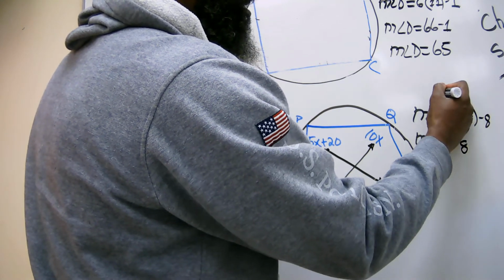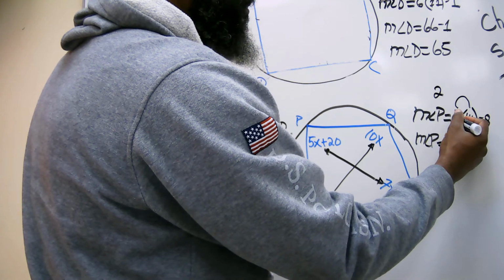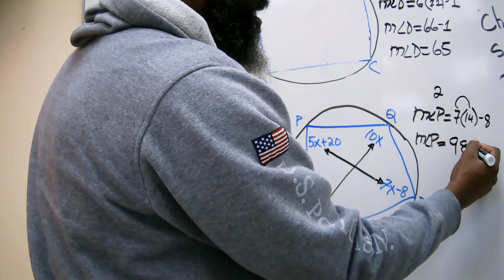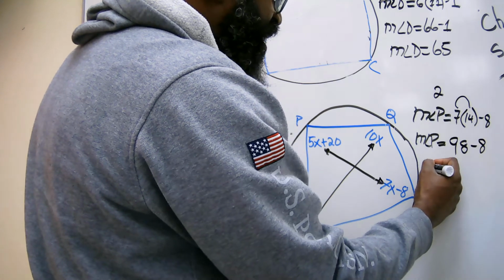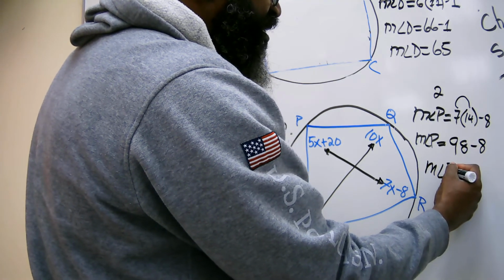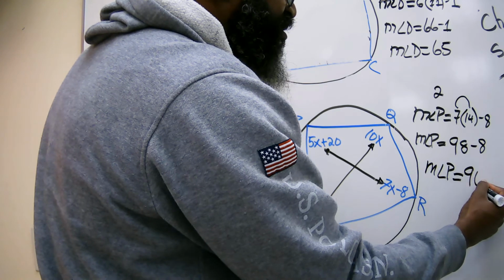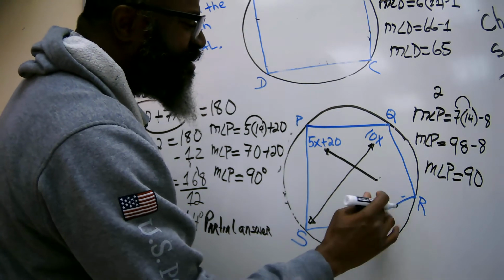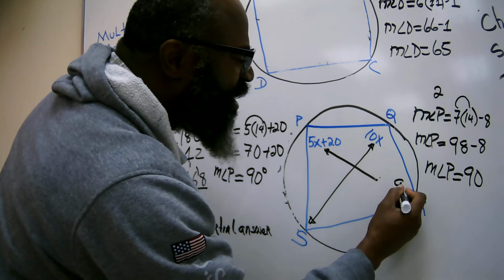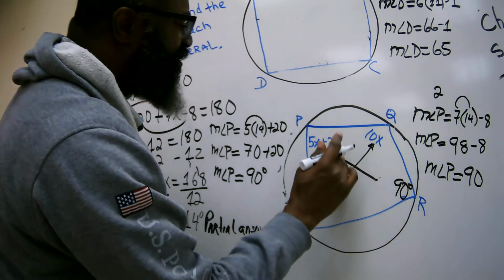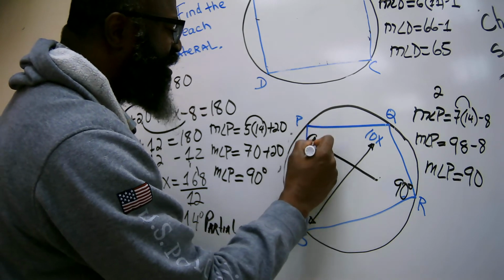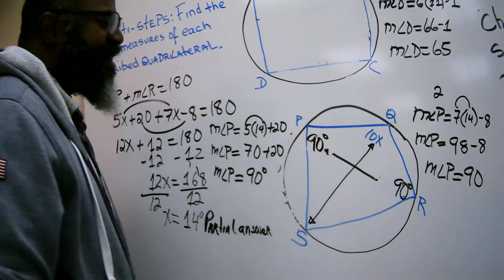You bring the 8, carry 2. 7 times 1 is 7, 7 plus 2 is 9, and 98 take away 8 is your magic 90-degree angle. So both angle R and angle P are right angles. Even though they don't look like right angles, the math justifies that they are right angles. Alright? These are those two right angles.